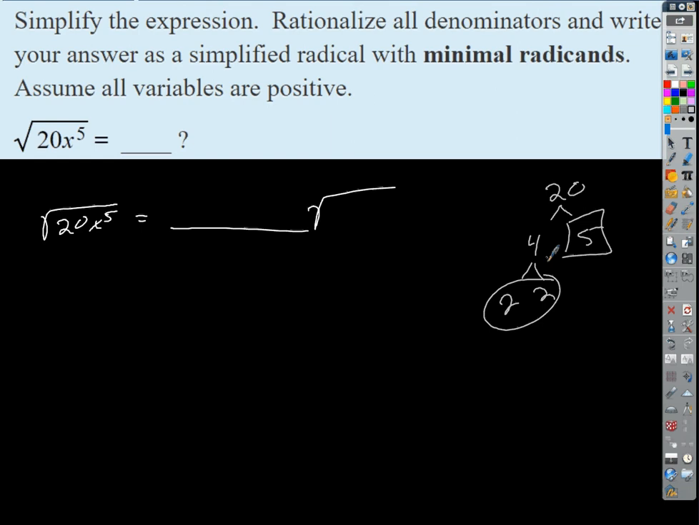So then if we break the 20 down into a part that's outside and a part that's inside, what does it look like? 2 outside, 5 inside. Okay.